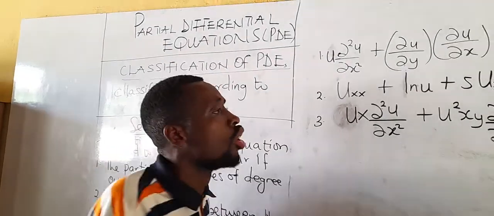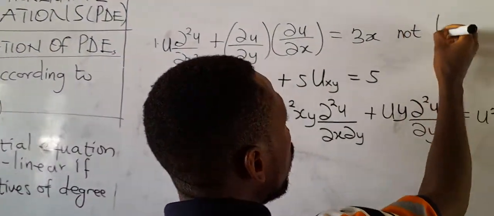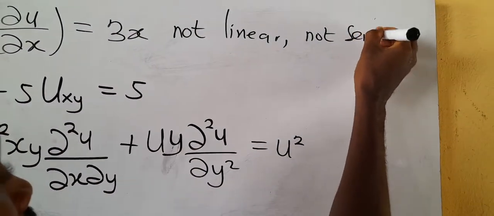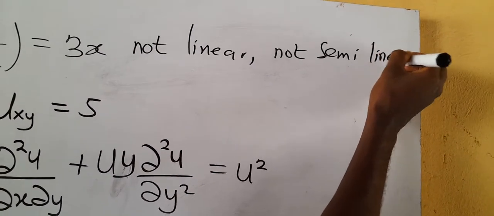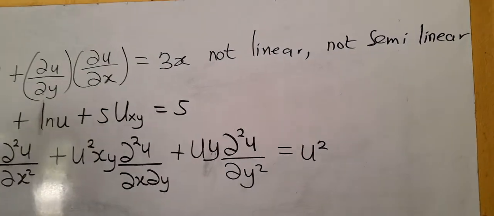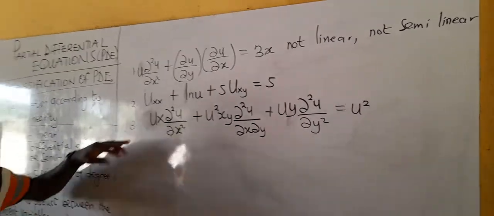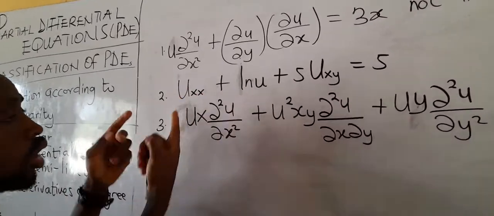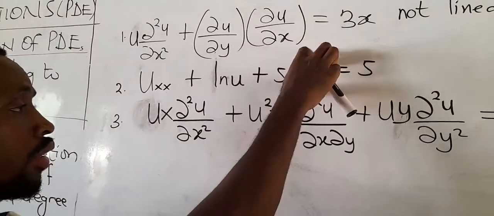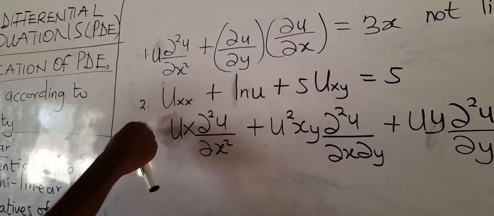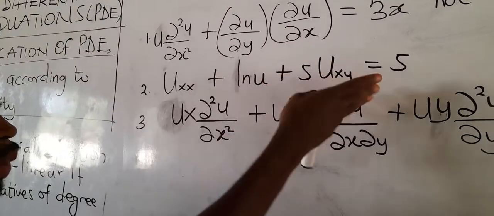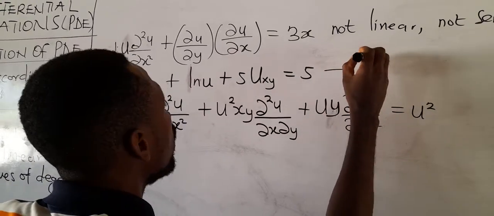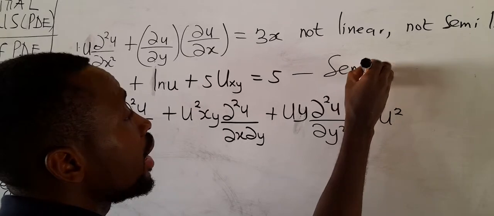Then it is another thing. So not linear, not semi-linear. Look at it. Non-linear, not semi-linear. Then it becomes another thing. So we'll talk about it. Now let's look at this. There is a partial derivative here, the degree is one. Another partial derivative here, the degree is one. Is there any product between a dependent variable and a partial derivative? No. So this qualifies to be semi-linear.